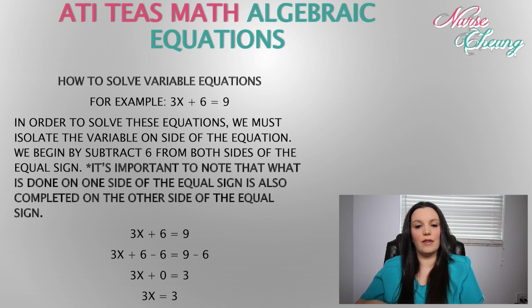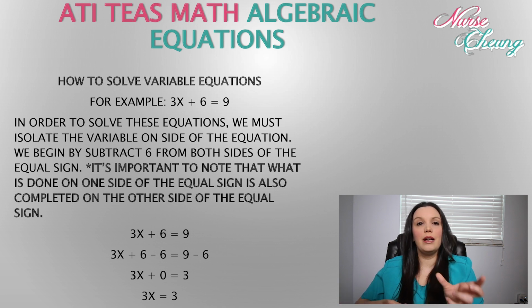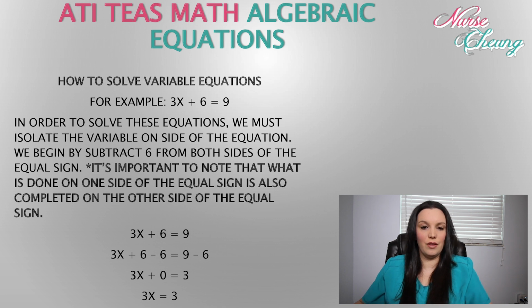So that is going to leave us with 3x plus 6 minus 6 equals 9 minus 6. Well, like I said before, plus 6 minus 6 equals 0, and 9 minus 6 equals 3. So that leaves us with 3x equals 3. However, we still have a number before that variable, so we have to get rid of that number as well. How do we do that?